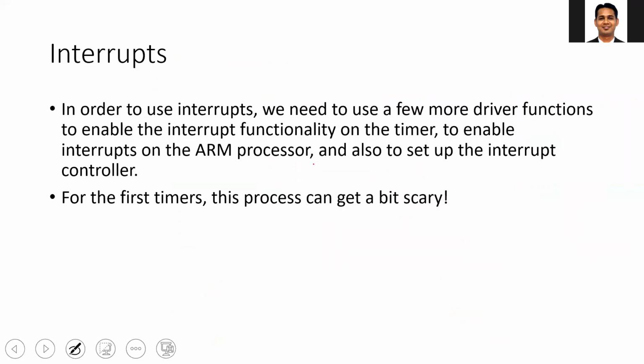So in order to use the interrupts, we need to use a few driver functions to enable the interrupt functionality, to connect your interrupt to your GIC, to initialize the GIC and connect it to your processor. So we need to use different kinds of driver functions. For the first time, this process may look a bit scary, but it's the same process which we need to follow for any type of IP. So it is a repetitive process. Once you understand how to use the interrupt, then replicating it for multiple IPs is not a big challenge.